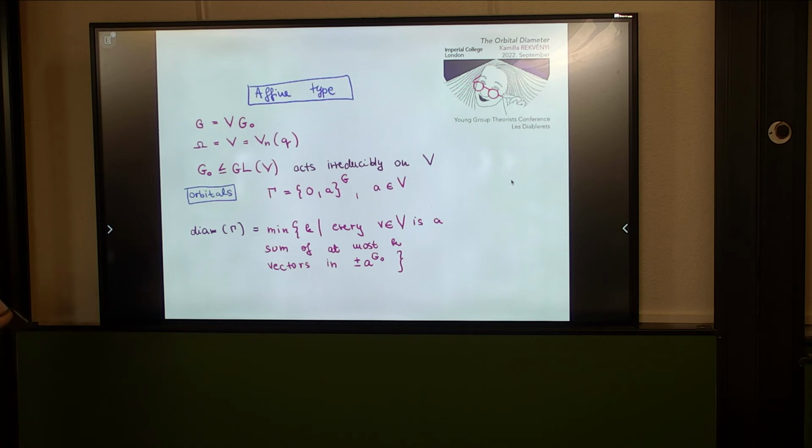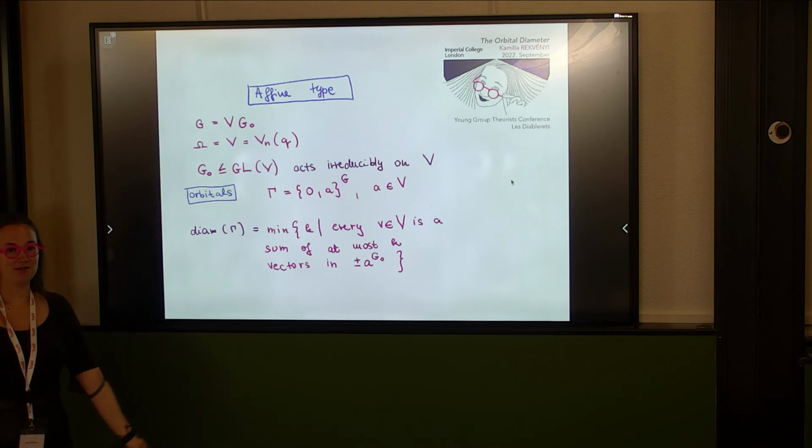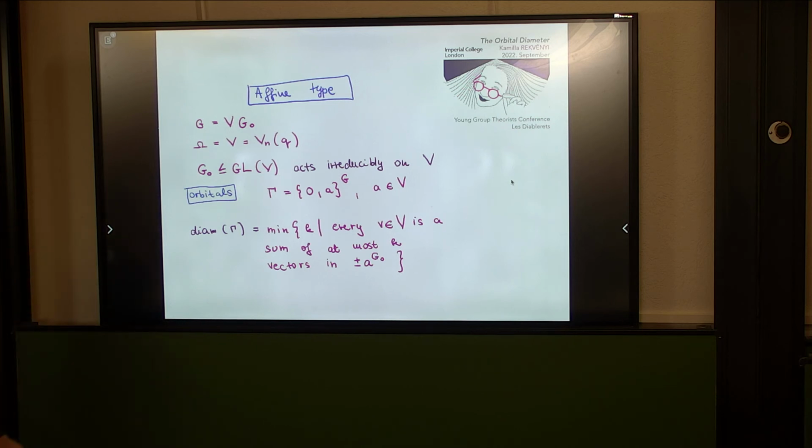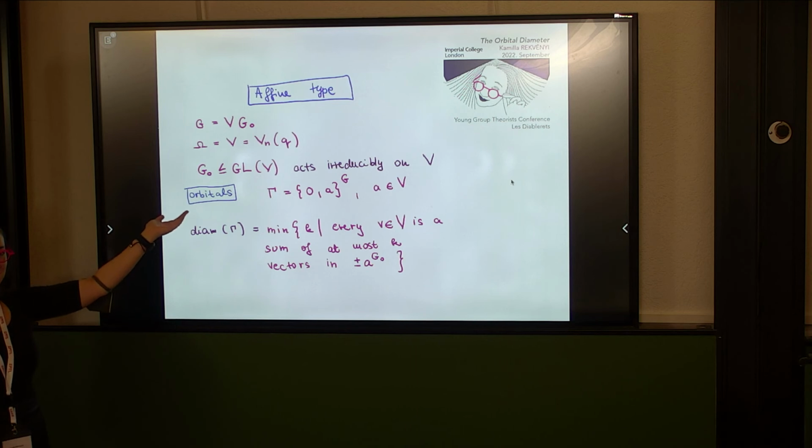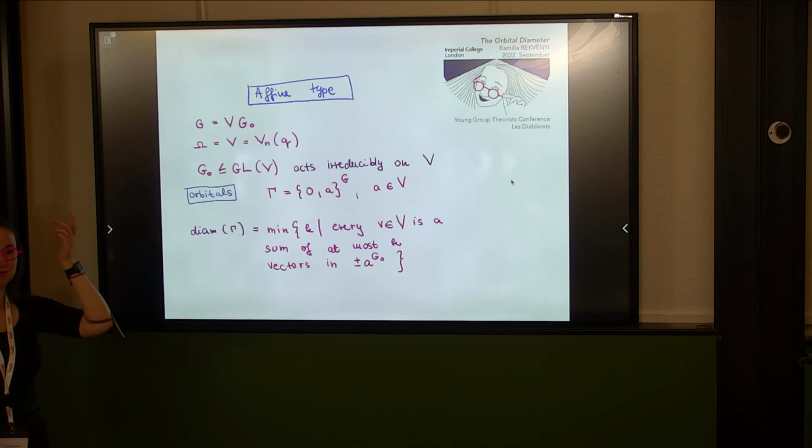As you recall, Cheryl already told us when these are primitive. So G is VG0, where G0 is the point stabilizer of 0. And then V is a vector space, which will be omega, the set that we're going to be acting on. And then V will just act on itself by translations. And then the point stabilizer of 0 is a subgroup of GLV, and it acts irreducibly on the vector space. So the orbitals are always of the form 0a to the g, where a is a vector.